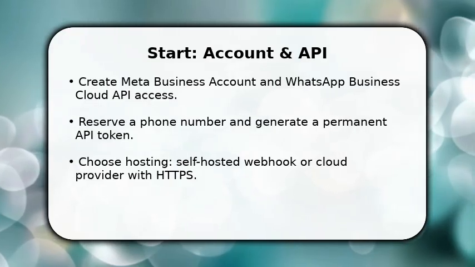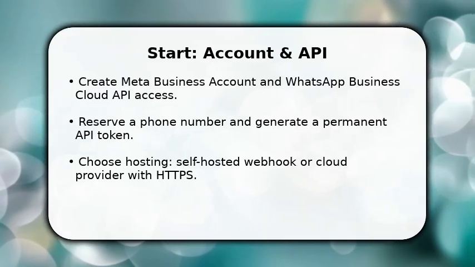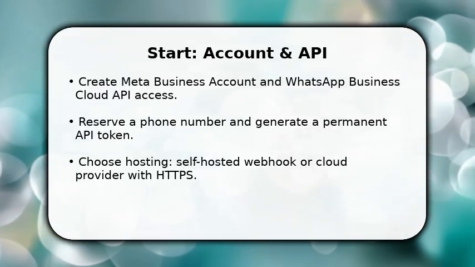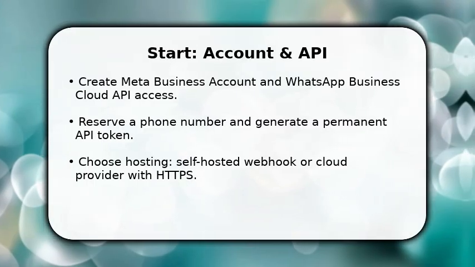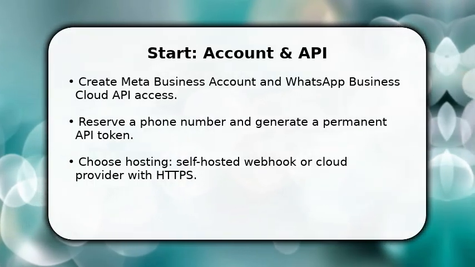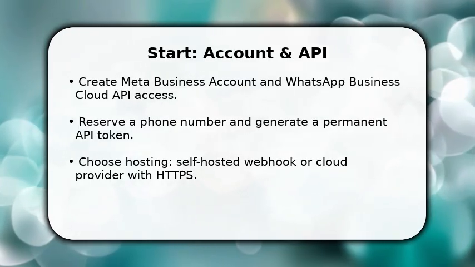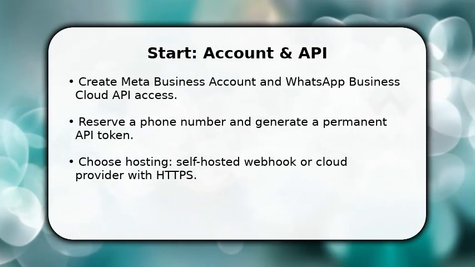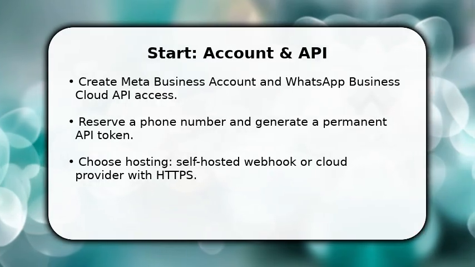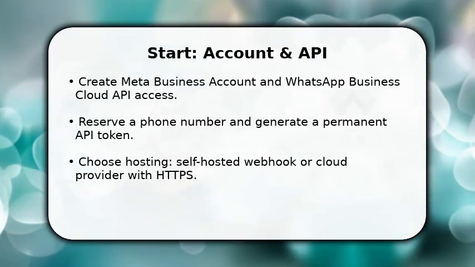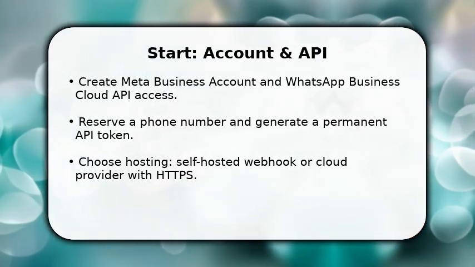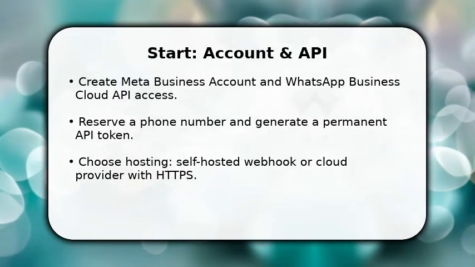You start by securing API access and a phone number so you can send and receive messages programmatically. Once that is ready, generate a long-lived API token and record credentials securely. Next, provision a public HTTPS webhook endpoint and configure it in the WhatsApp Cloud Console. This receives inbound callbacks. While you do that, decide whether to use a third-party provider or self-host.